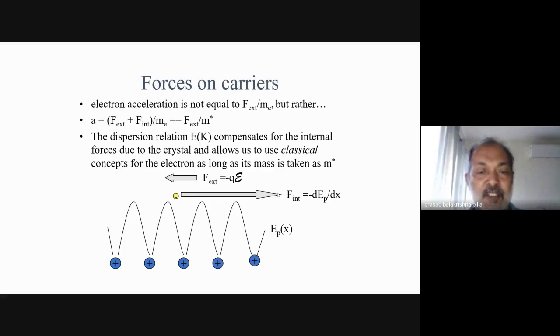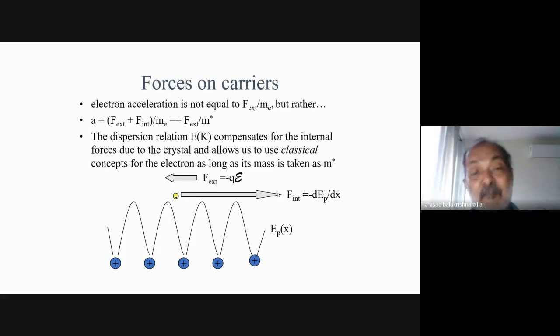mass. Then one thing we need to keep in mind: in different directions, the nature of the forces is different. So the internal forces are different, so the effective mass will be different in different directions. So the mass will be anisotropic.